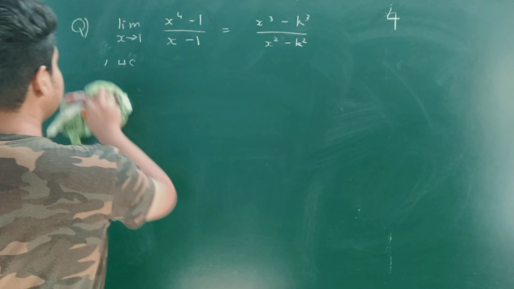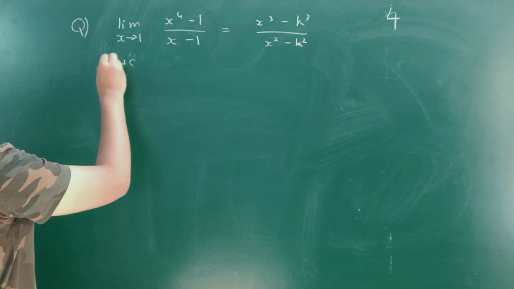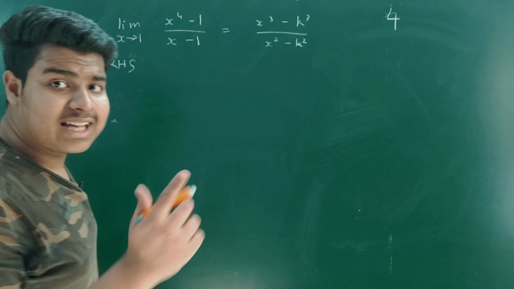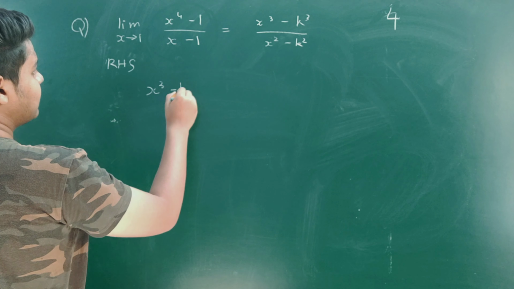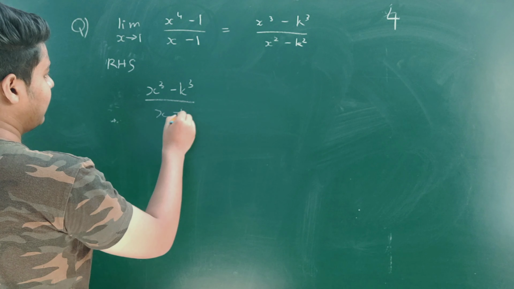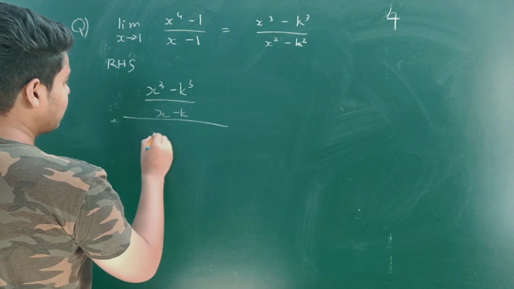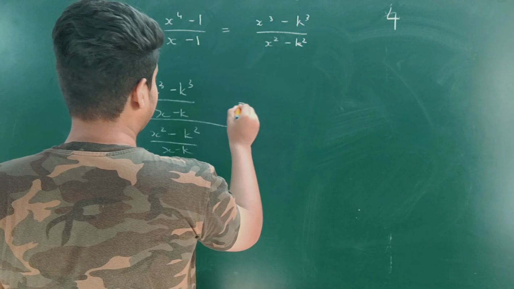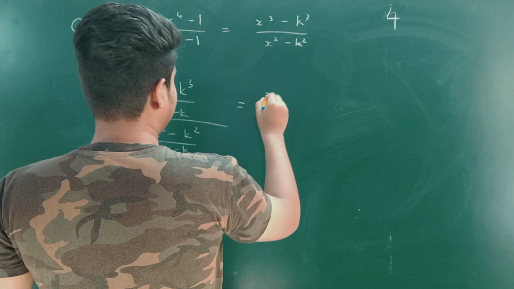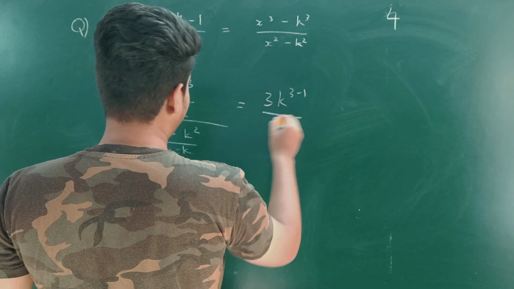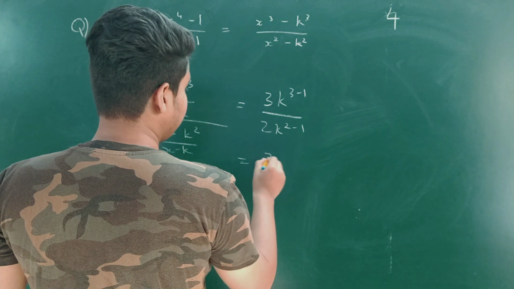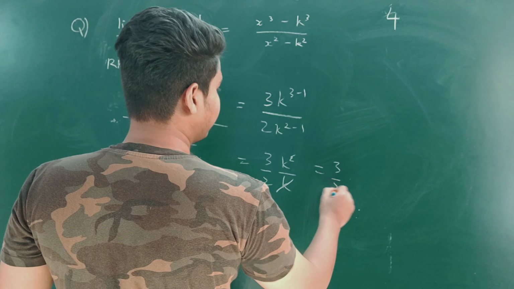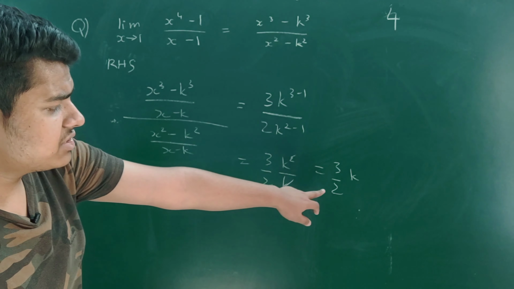Now we consider the RHS. For RHS, what we do is divide the numerator and denominator by x minus k. That becomes (x^3 minus k^3) divided by (x minus k), and this whole is divided by (x^2 minus k^2) divided by (x minus k). And again the same formula is applied. It becomes 3k^(3 minus 1) divided by 2k^(2 minus 1), which means 3 by 2 k^2 by k. It is 3 by 2 k. The value of RHS is 3k by 2.